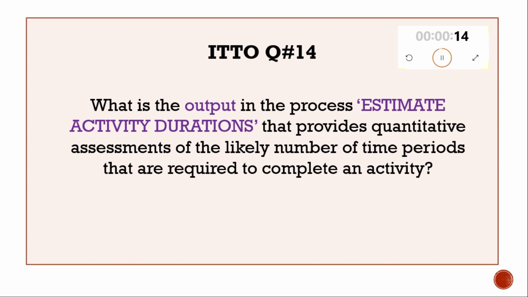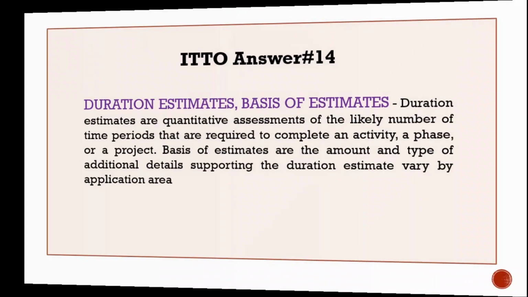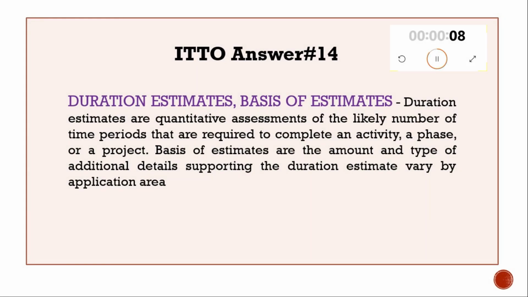ITTO question number 14. What is the output in the process estimate activity durations that provides quantitative assessments of the likely number of time periods that are required to complete an activity? Answer number 14. Duration estimates and basis of estimates. Check the slide for a brief description.